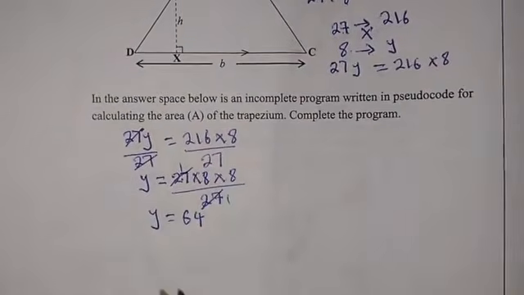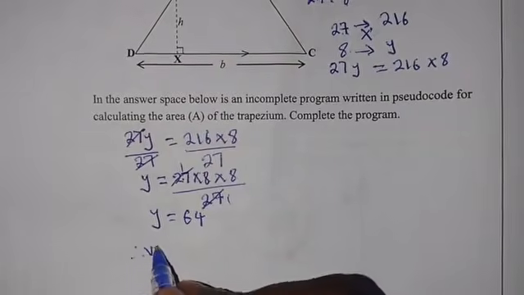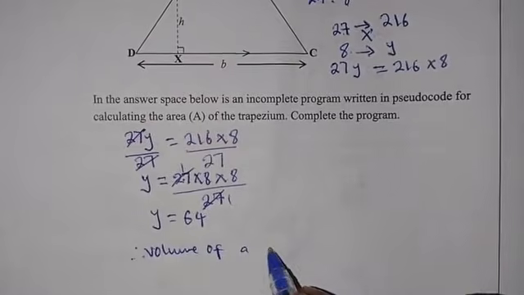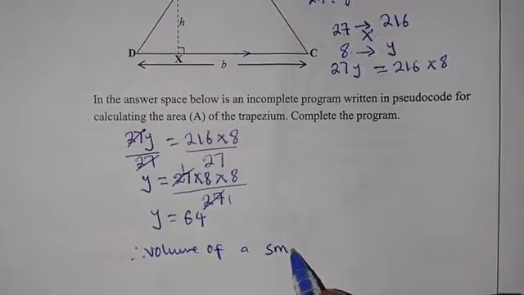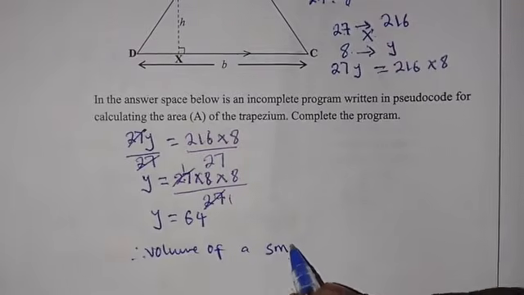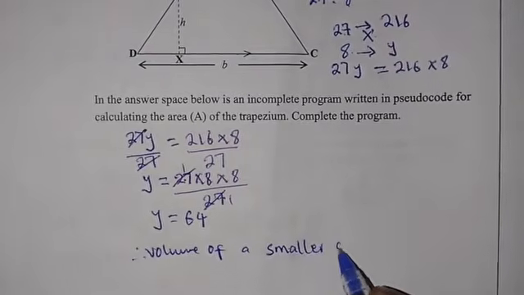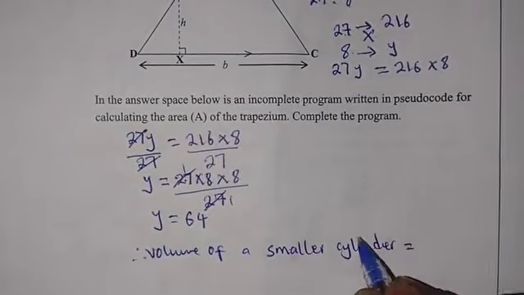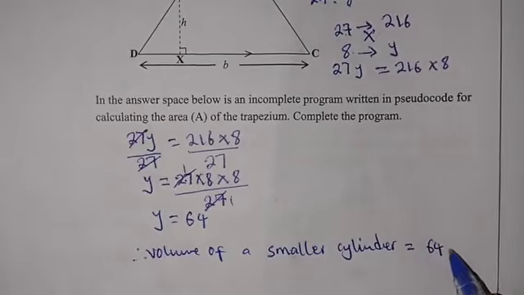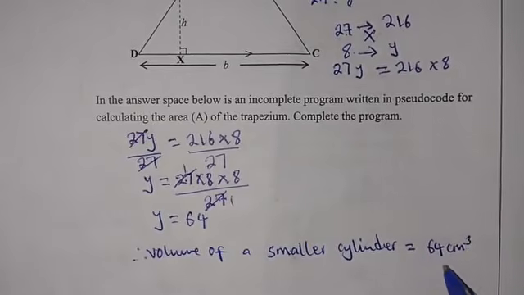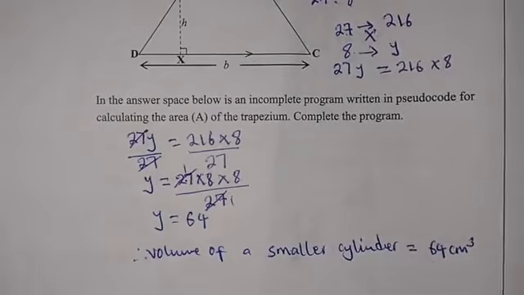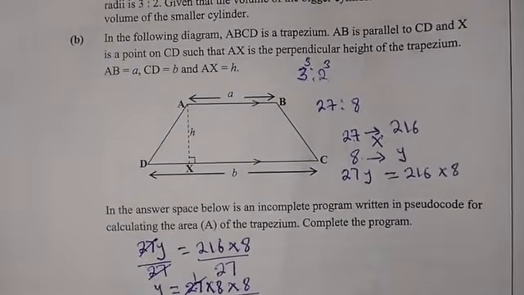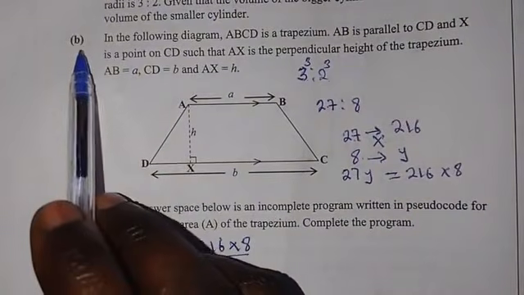Okay, so this means that therefore the volume of a smaller cylinder is equal to 64 cubed centimeter. So this was the volume of the smaller cylinder. So now we come to our question B. So this is question B right here.